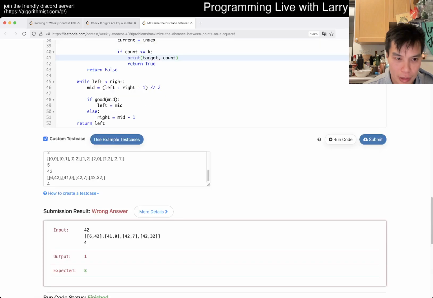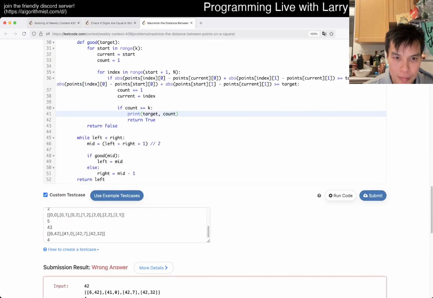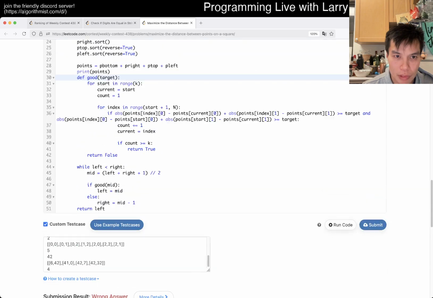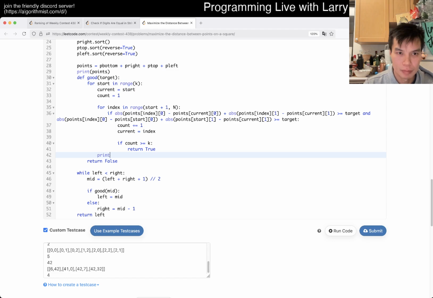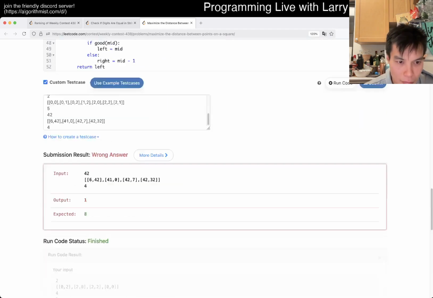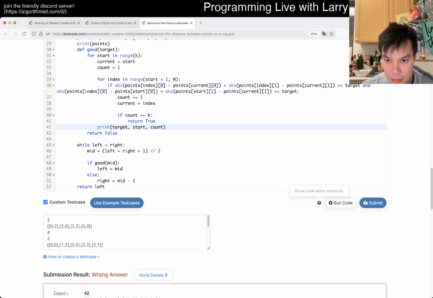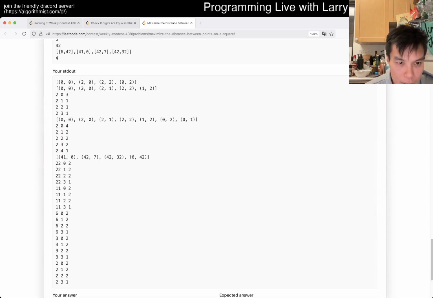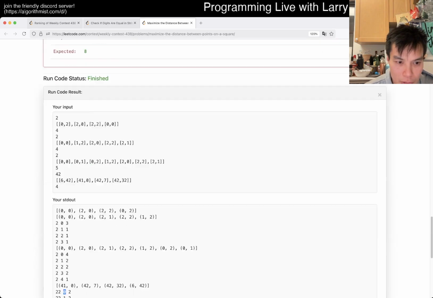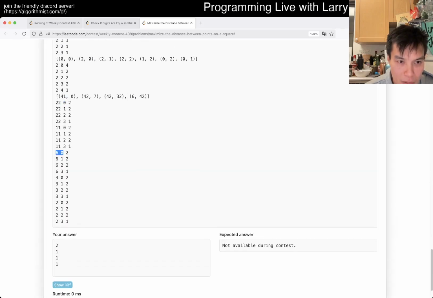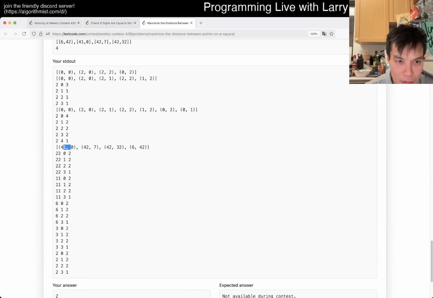So we're just not finding anything here. Why? K is 4, so we start off at 0, right? I guess I have to put target. Okay, 22, so 0, we found 2. Well, 22 is probably too big, right? We want 8. So 6, for 0, we still found 2. Why? So here we go.